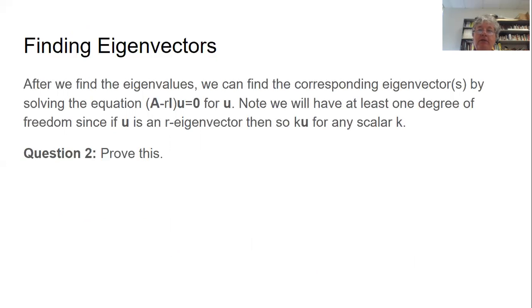Okay, so to find eigenvectors, firstly you find the eigenvalues, and then you solve the equation A minus rI times u equals 0 for u. Now note, you're going to have at least one degree of freedom, because if you've got an r eigenvector, then any scalar multiple of that vector is also going to be an eigenvector. And question 2 is just prove that. Again, that should just be a 2-line proof.